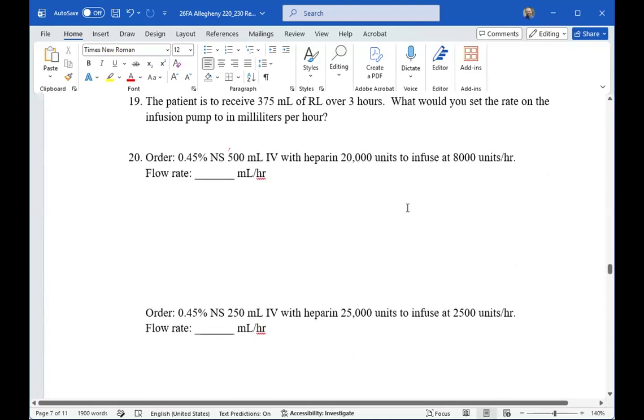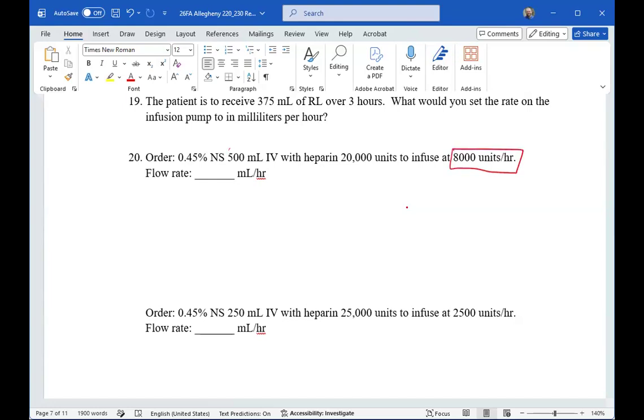Now, where things start to get a little bit more nuanced is they're going to ask you to do a flow rate conversion. What do I mean by that? They're going to ask you, like in this question number 20, to convert 8,000 units per hour to milliliters per hour. So knowing how to do this will help you out, especially when we get to the heparin question. That looks more daunting than it actually is, once I explain a little bit about it.